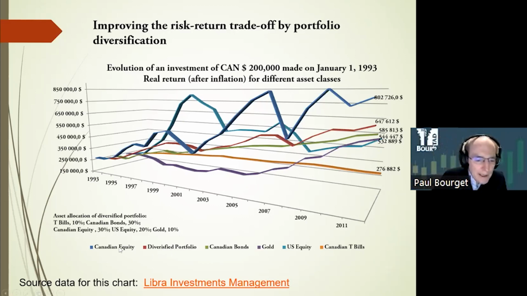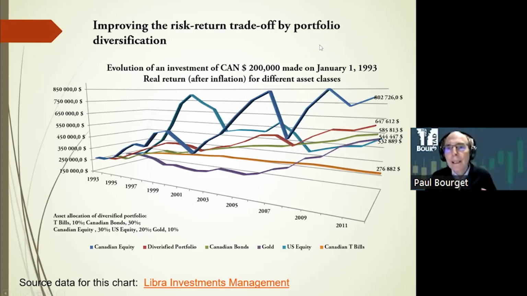We also can look at what we call a diversified portfolio. It's a portfolio made of 10% treasury bills, 30% Canadian bonds, 30% Canadian stocks, 20% US stocks, and 10% gold. So this diversified portfolio ended with approximately 650,000 Canadian dollars, the second best portfolio of the pack, and was rather stable along the years.